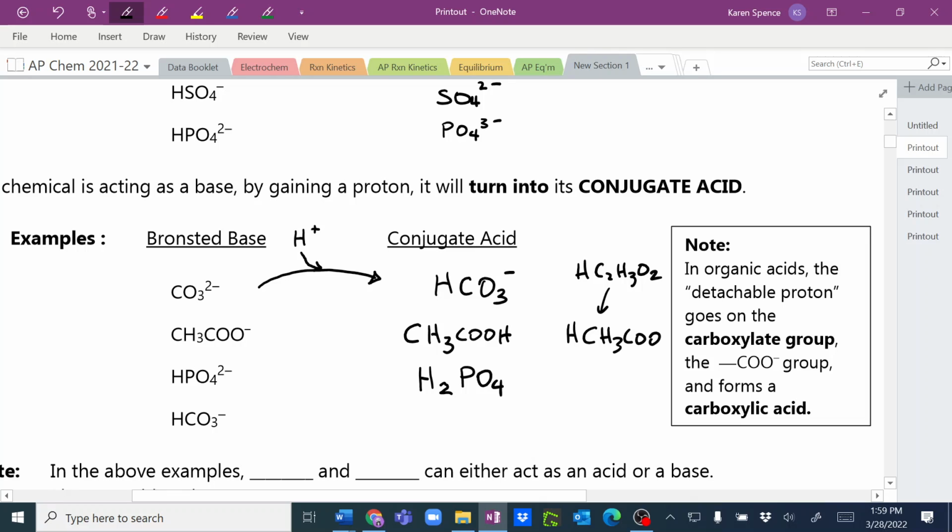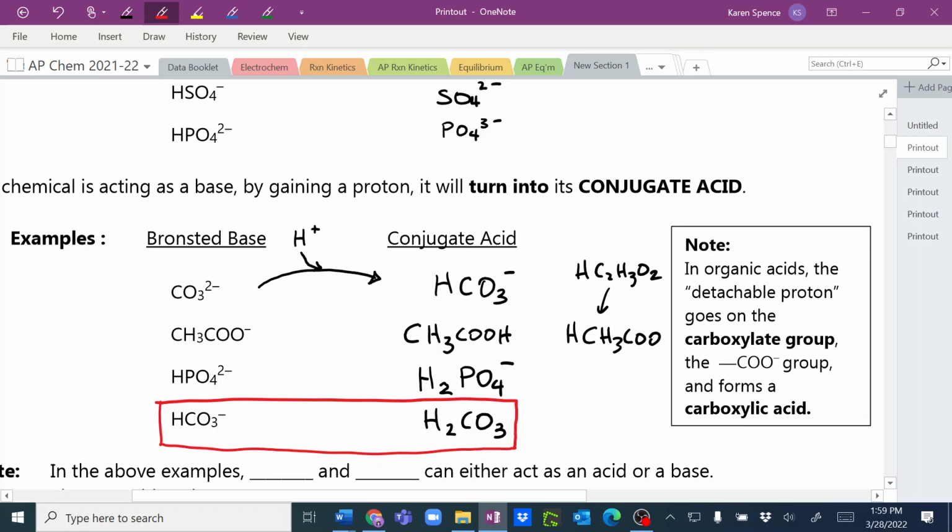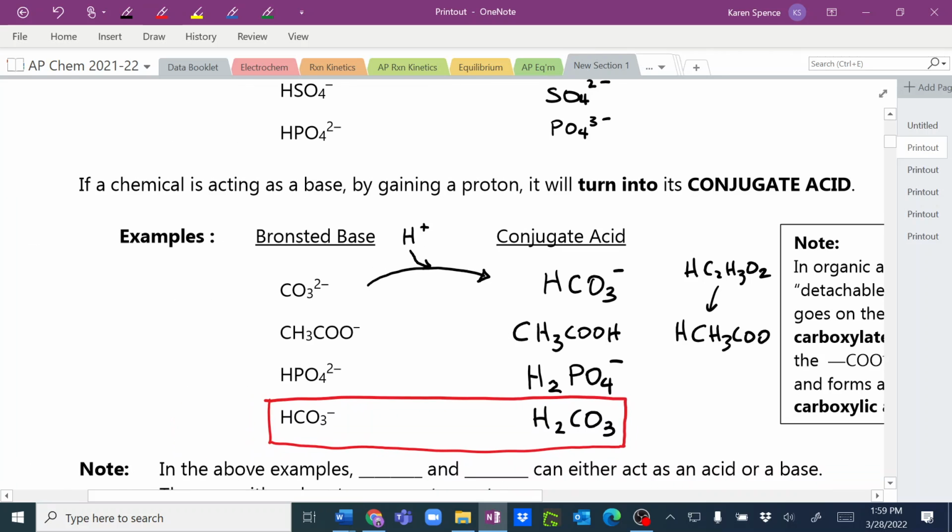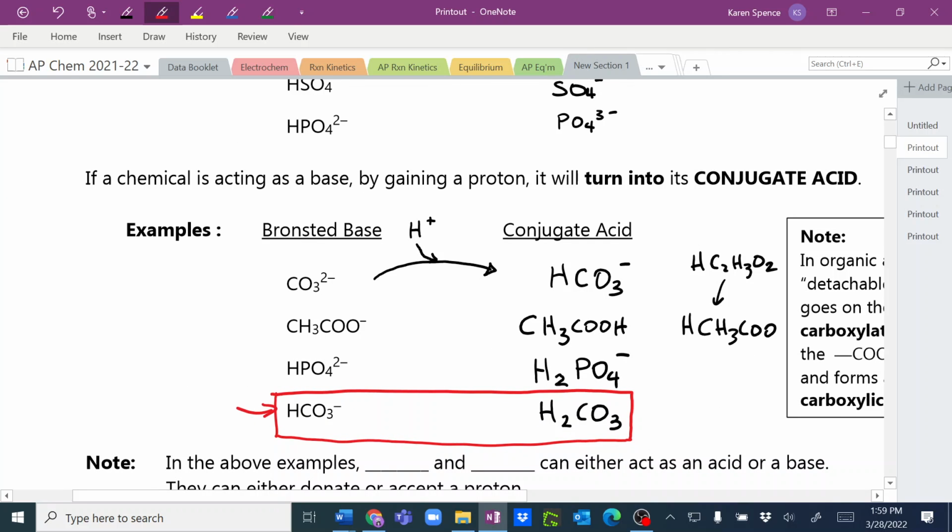Okay, so now we have H2PO4, and what is the charge? Minus. And when we have HCO3, it becomes H2CO3, and what is the charge? Nothing. What do we call the two of these together? I don't remember if they covered that. The two together are called a conjugate acid-base pair.